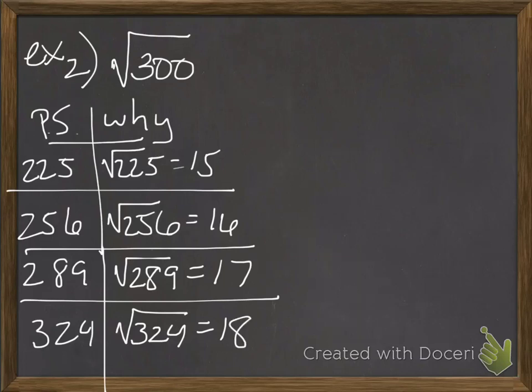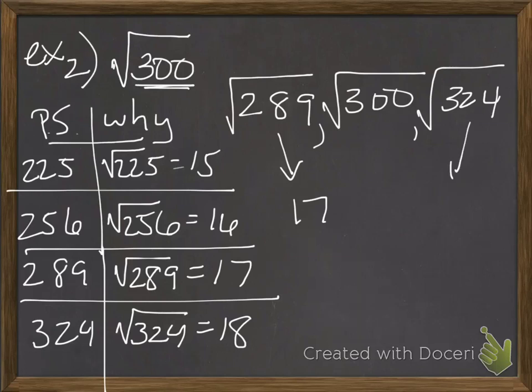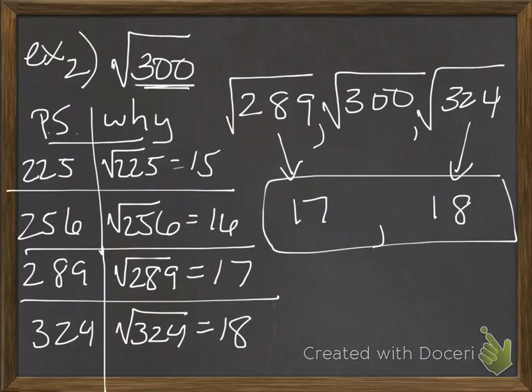I'll stop right there. We are looking for what perfect squares 300 is in between. So 300, again, is in between perfect square 289 and perfect square 324. So therefore, the square root of 300 is in between the square root of 289 and the square root of 324. The square root of 289 is 17. The square root of 324 is 18. 17 and 18 are consecutive to each other. So therefore, the square root of 300 is in between the two integers 17 and 18.